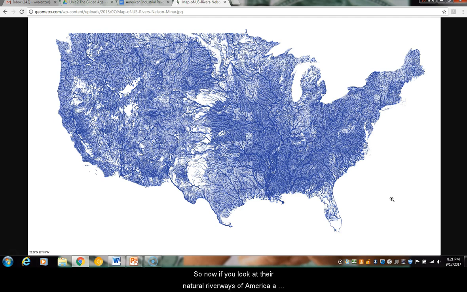So now if you look at the natural riverways of America, a lot of these are connected. And once a steam engine is invented, you're not just limited to going downstream, but you could turn on an engine in like a steamboat and turn around and go upstream as well. So imagine this river network, like this is an internet of rivers where everyone all over this country is kind of connected by this network of trade and ideas. And you get a better sense of how important rivers were to the industrial development of the United States.